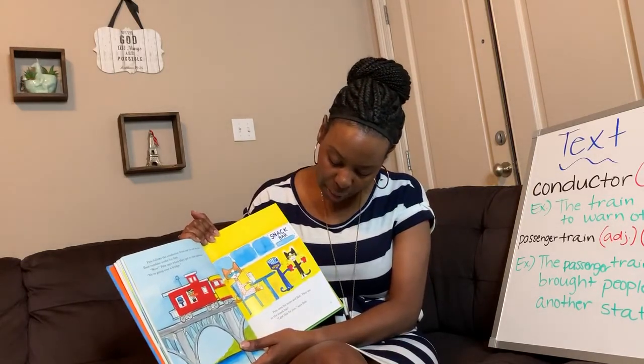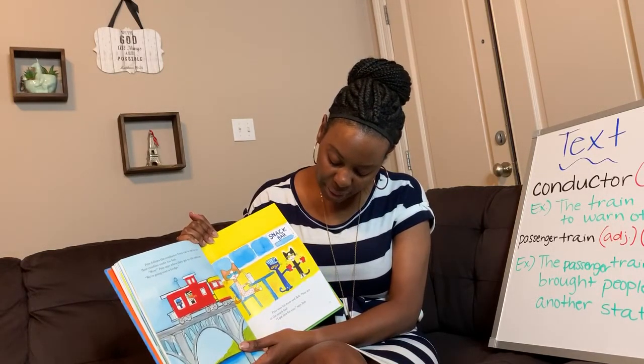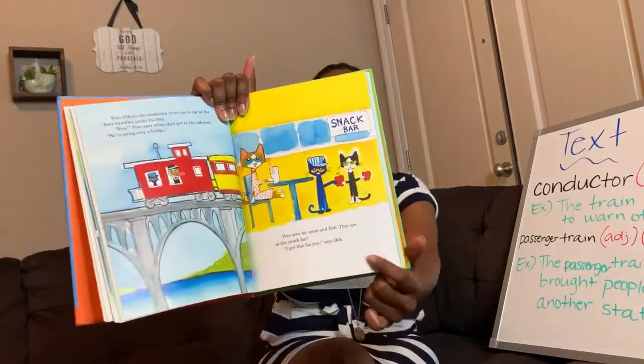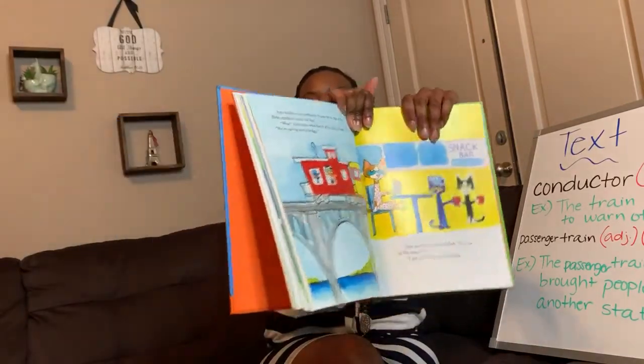Pete sees his mom and Bob. They are at the snack bar. I got this for you, says Bob. So Bob got Pete a nice apple.